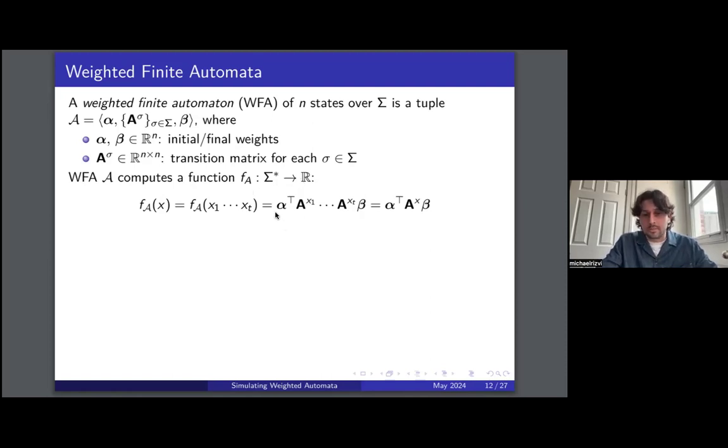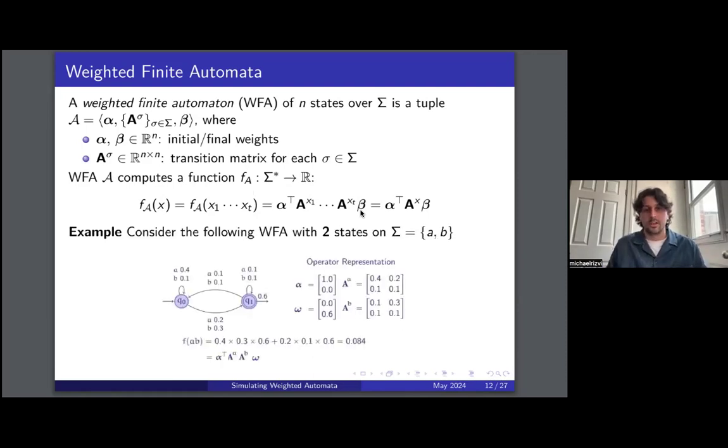So basically, the way this computation goes is: if I have some input x, which I split up into x1 up to xt, I start with my initial weight vector, then I multiply the weight matrices corresponding to each of my symbols, and then I finish by dotting this with my final weight vector. Here I give a little example of how we could do this with some simple automata.